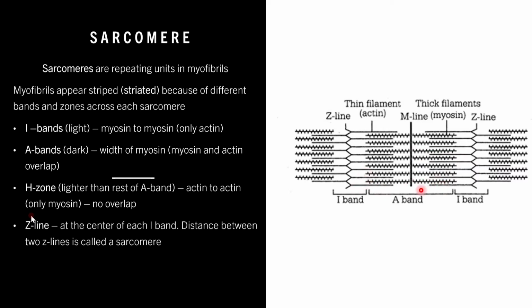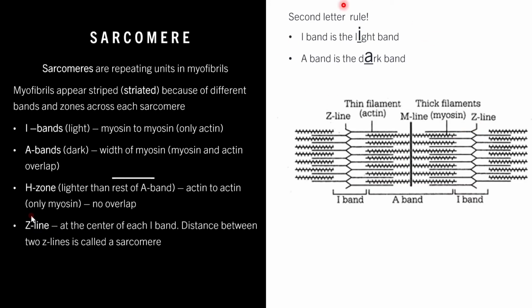And then we have our Z lines. So at the centre of each I-band, we have a Z line. And the distance between two Z lines is one sarcomere. So we can see here that this area is one sarcomere. And so sarcomeres are these repeating units that make up our myofibrils.